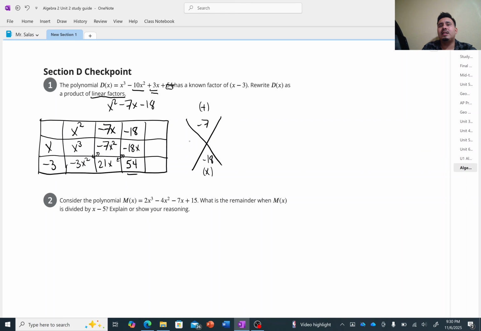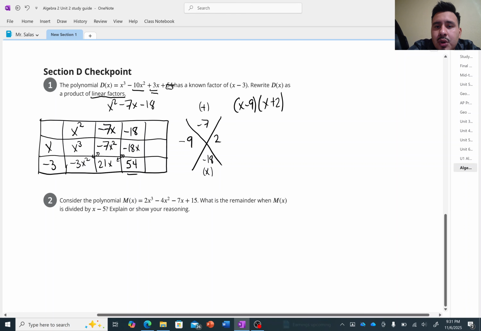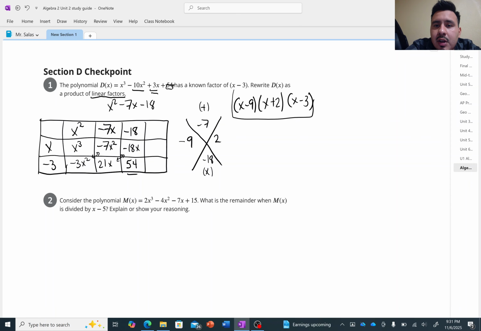Well, I know 18 can be made with 6 and 3, 9 and 2. In this case, let's try 9 and 2. 9 times 2 gives me positive 18. Okay, I need a negative, so let's make the 9 negative. Negative 9 times 2 gives me negative 18. Negative 9 plus 2 gives me negative 7. Okay, that works. So now my factors are x minus 9 times x plus 2 times x minus 3. This right here is my answer since they are linear factors, okay?